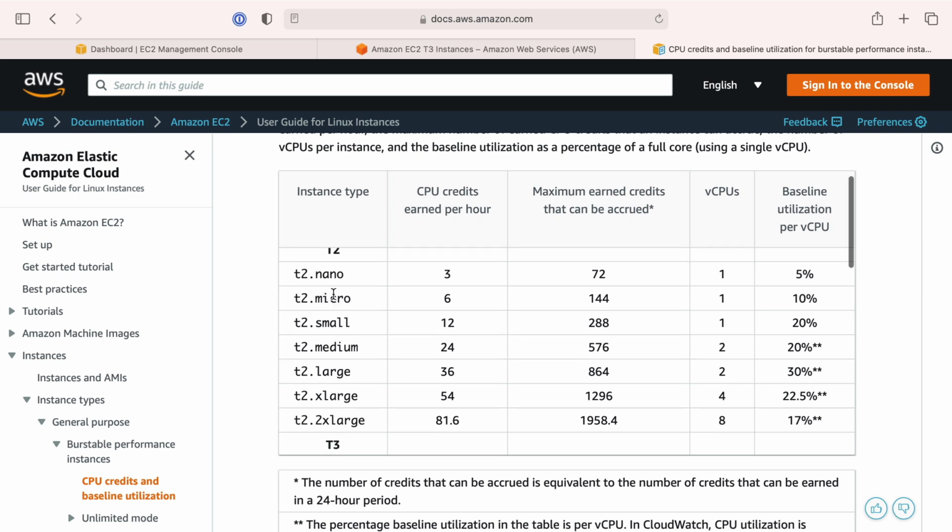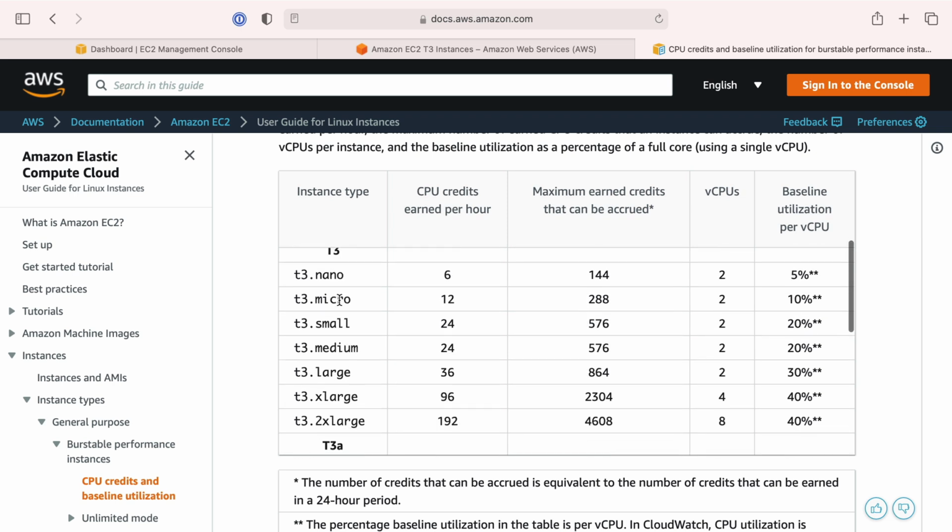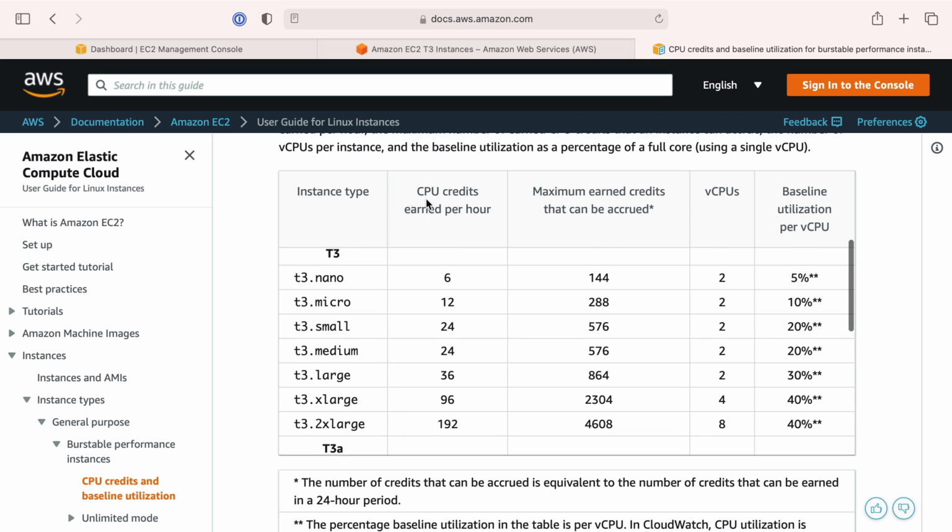So let's just go right to T3 here. And we'll see that you earn some credits per hour. Again, the smaller the server, the less credits you earn per hour. And you have a maximum cap of how many credits that you can accrue. So the T3 Nano only earns 6 credits per hour and only can get 144 total. But if you get to the larger server sizes, you can get more. Now, the baseline here is very important.